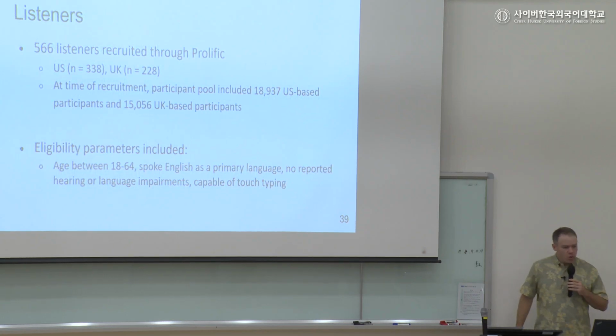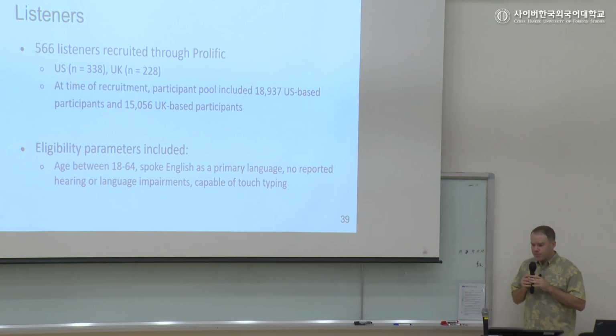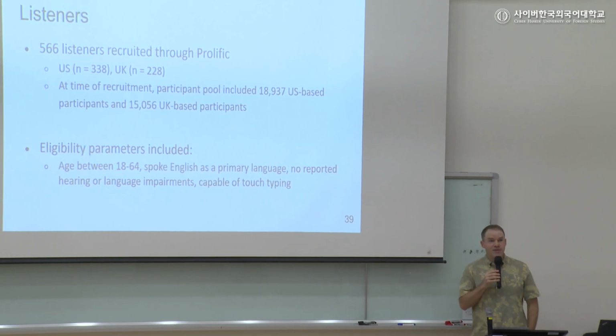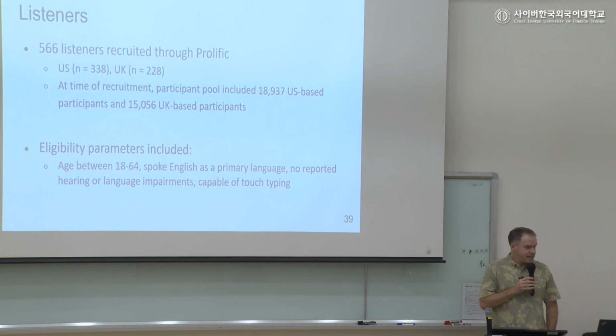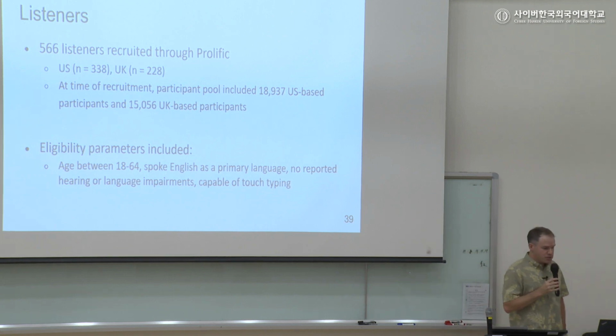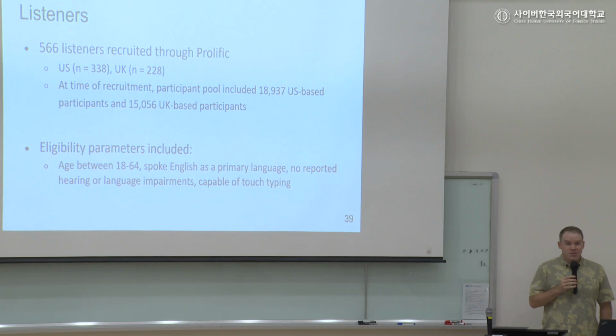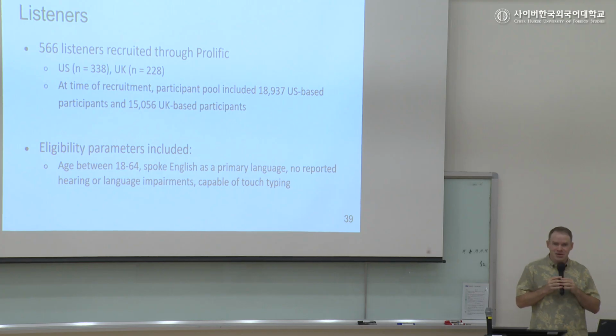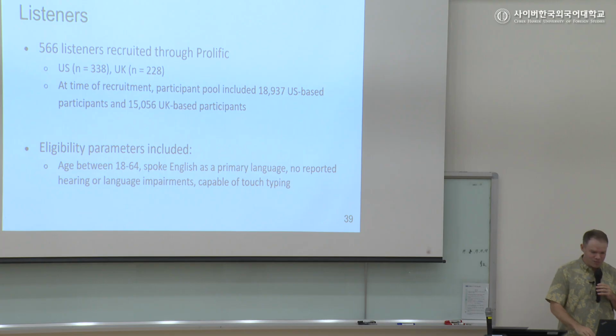And then we recruited a whole bunch of listeners. We got people who were just users of English who were residing in the US or the UK. So they did not have to be first language speakers. Just English was their primary language, whatever that means. And they ranged in age between 18 and 64. They were not specifically professors or anything, just folks, anybody who was on Prolific, which is a research recruitment pool.